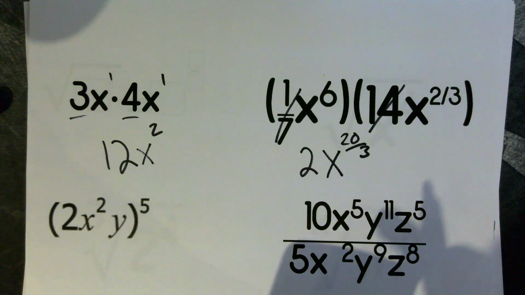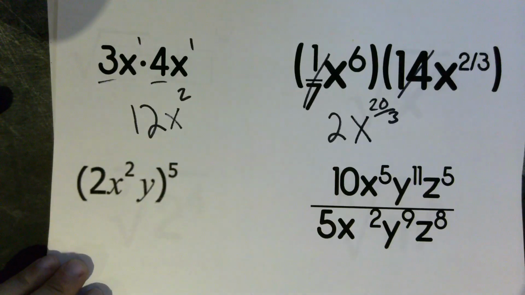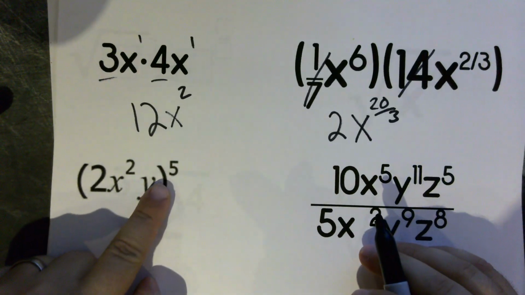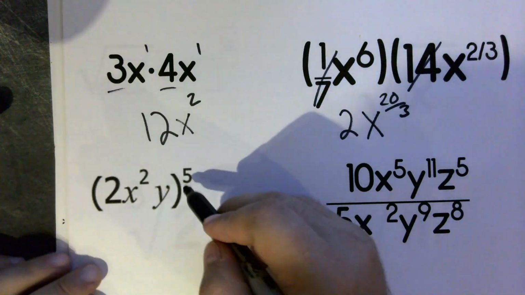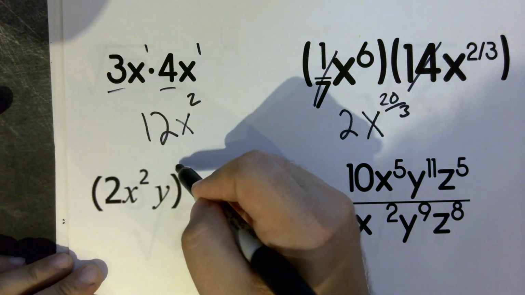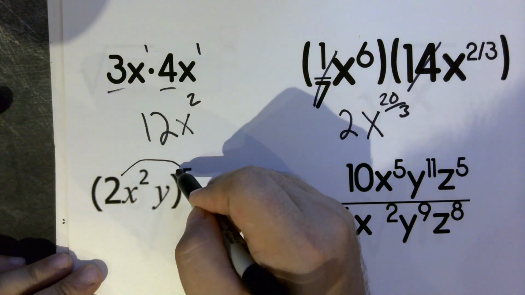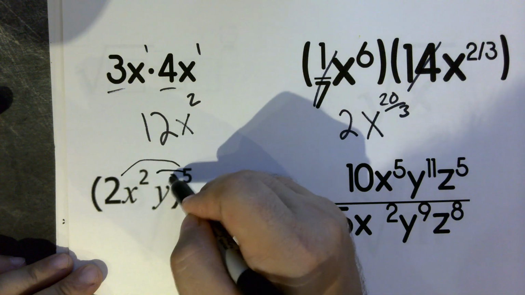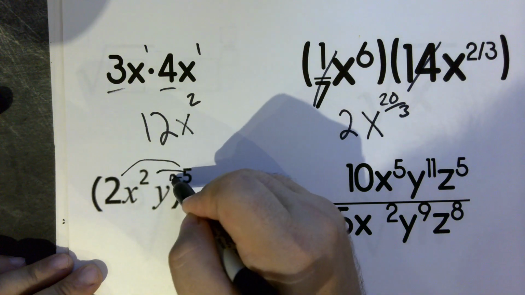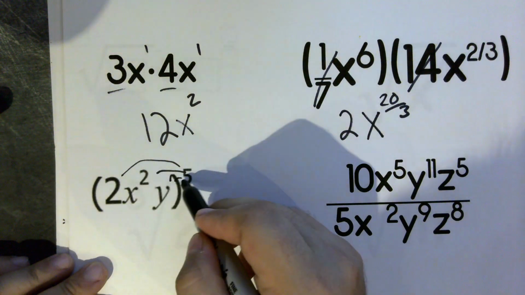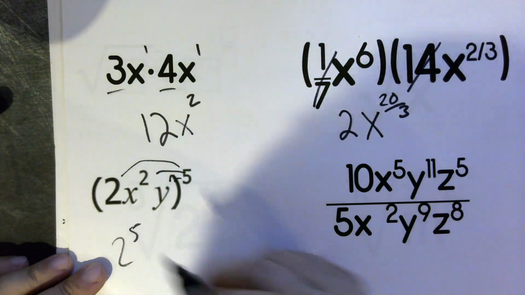All right, the bottom left corner, we've got the monomial to the power of 5. So we have the power rule happening here. So we're just going to distribute this 5 to the 2, to the x squared, and then to the y, and the y is to the power of 1, so this is 1 times 5. So this is 2 to the power of 5, whatever that is.